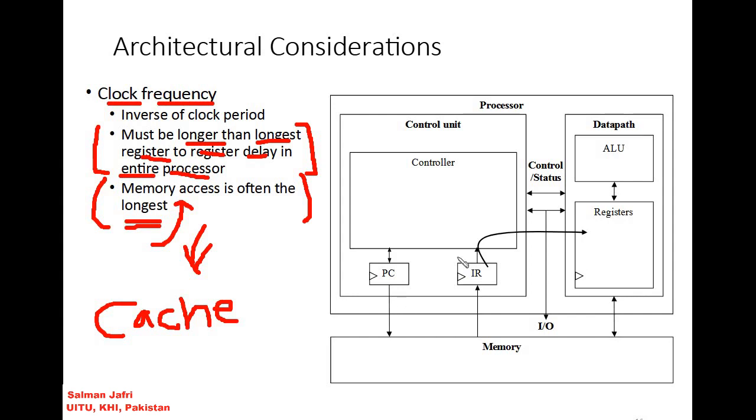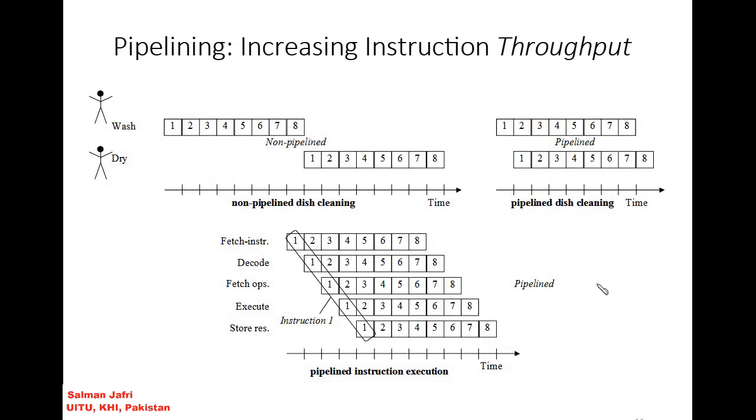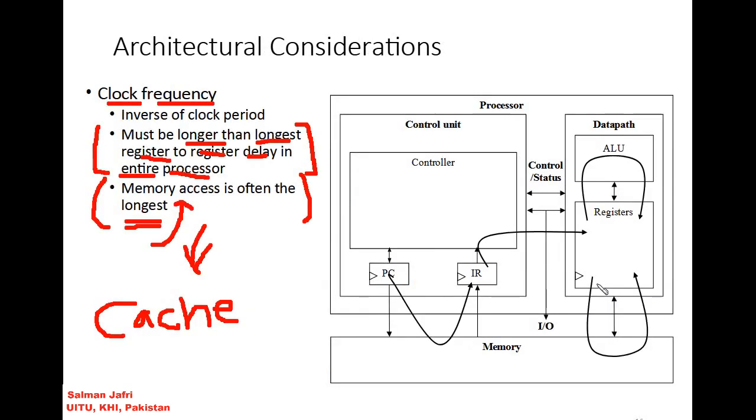So here are the different types of delays: register to register delay, right? Register to ALU delay, and register to memory and memory to register delays. So this delay is basically the longest, so we try to minimize this delay by using the concept of cache memory.